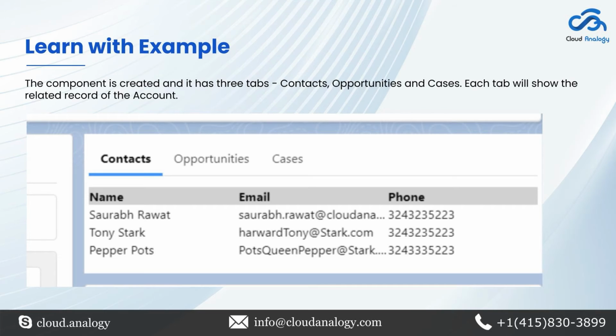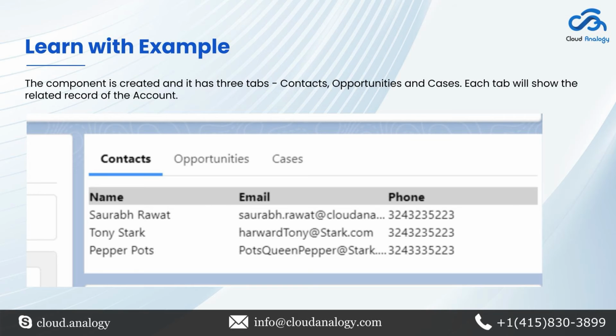So first of all, I have created this application with three related tabs related to an account record. As you can see, we have these three tabs: contacts, opportunities, and cases. Now we will control the visibility of all these three Lightning tabs. For that, we will first create three attributes in the Lightning component file. As you can see, we have these three attributes.